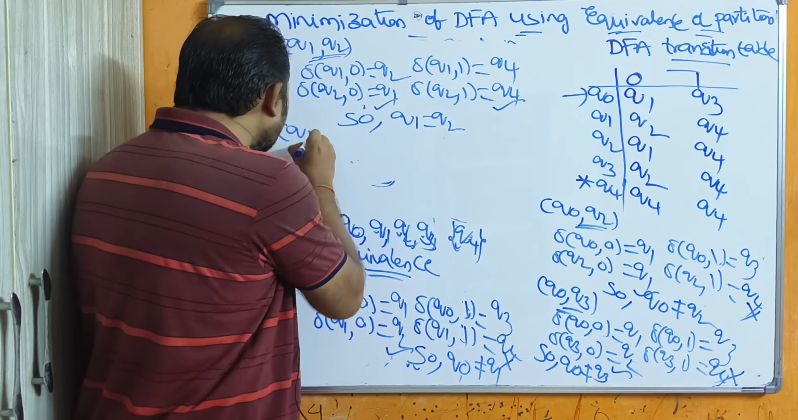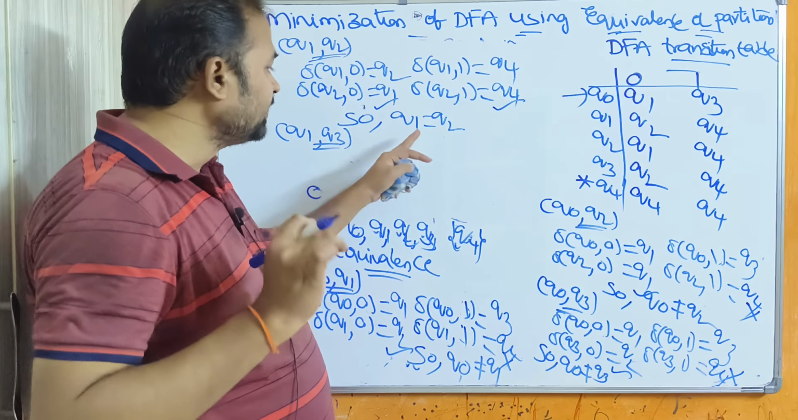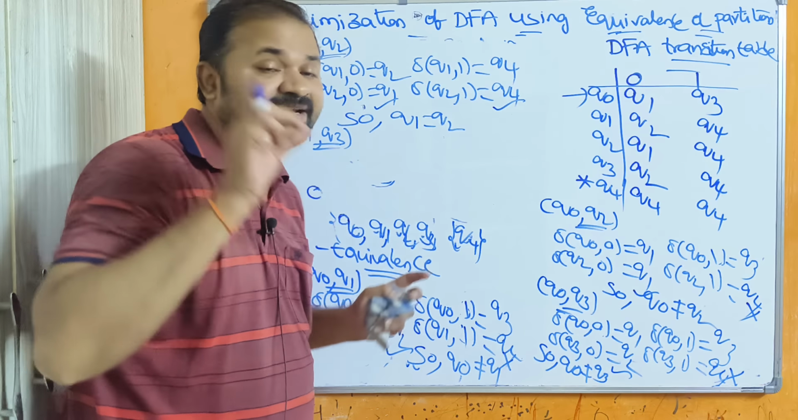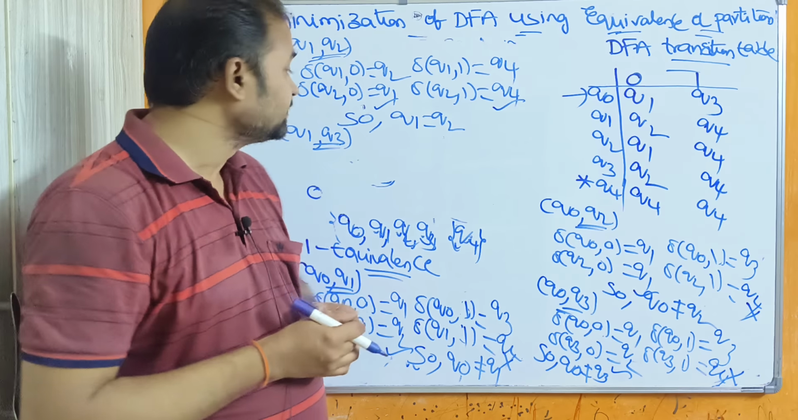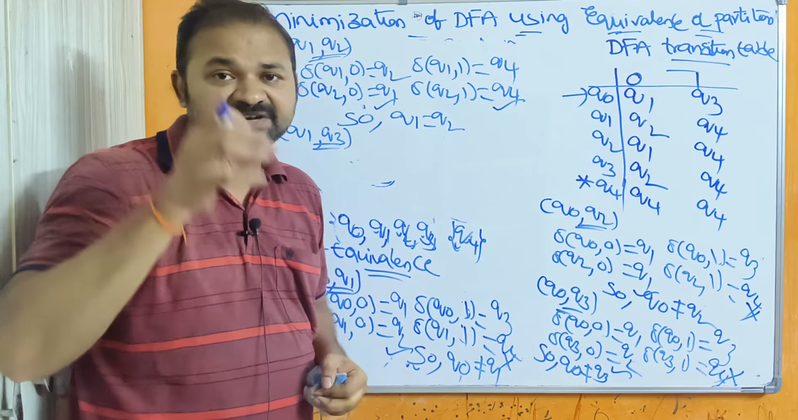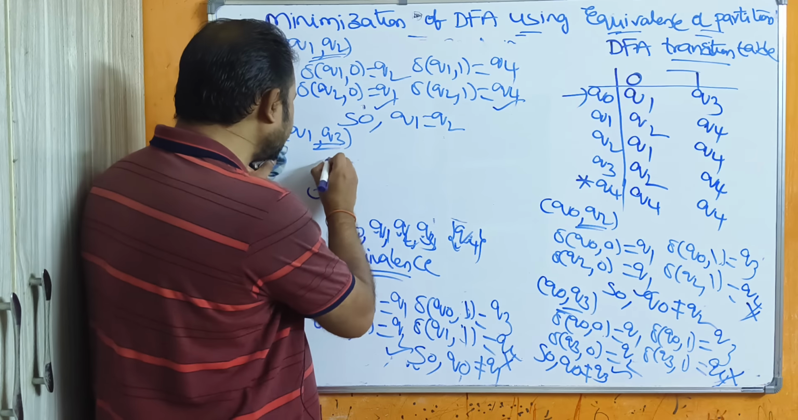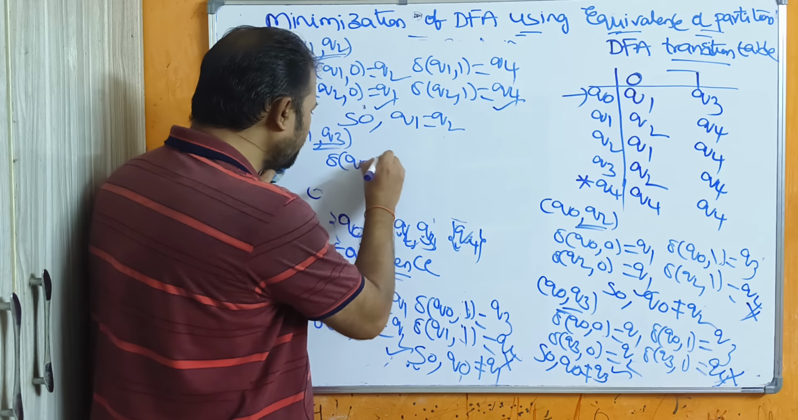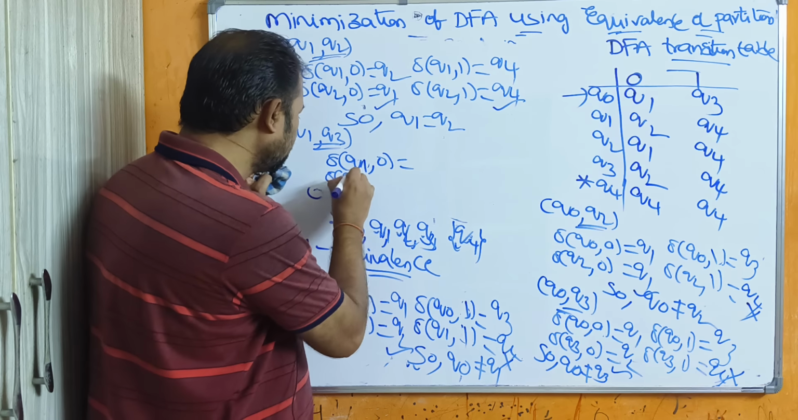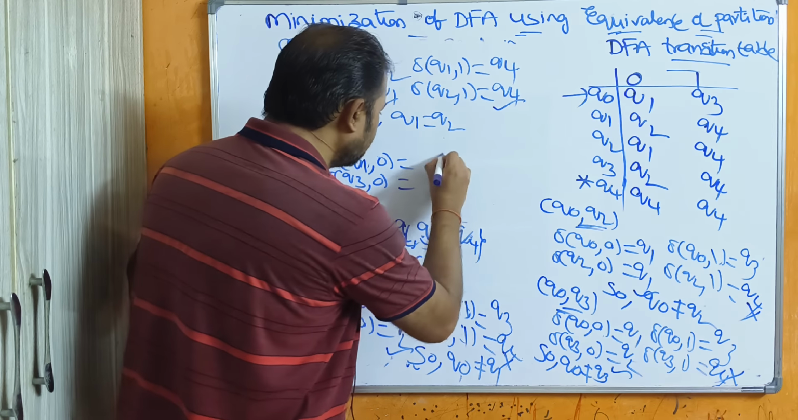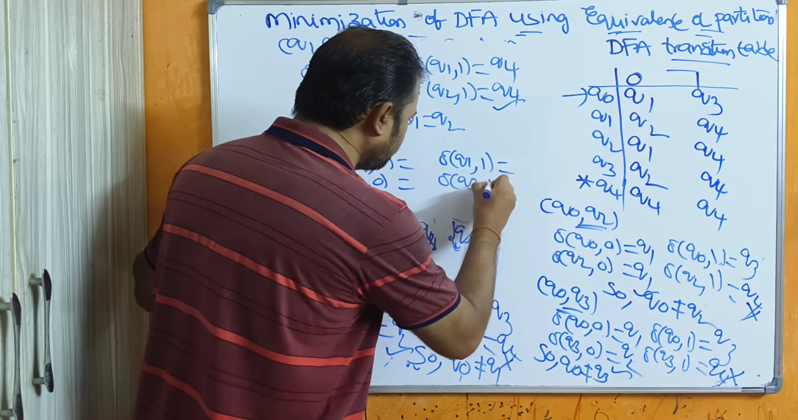Likewise compare Q1 with Q3. Suppose if Q1 is equal to Q3, then we can place Q1, Q2 and Q3 in one set. Suppose if we got Q1 is not equal to Q3, then Q1, Q2 will be placed in one set and Q3 will be placed in another set. So let us do the calculations. Delta of Q1 comma 0, next delta of Q3 comma 0. Next delta of Q1 comma 1, next delta of Q3 comma 1.